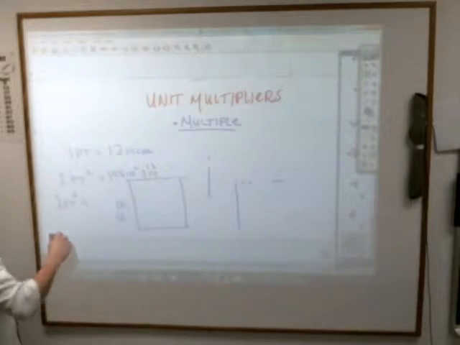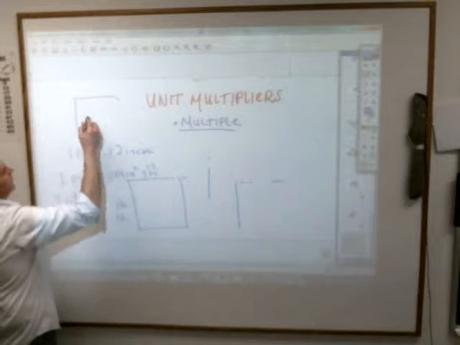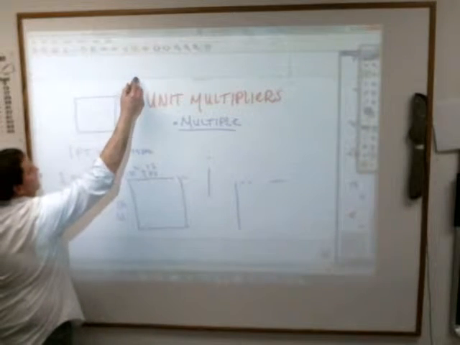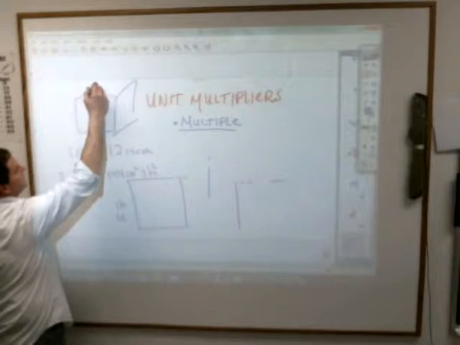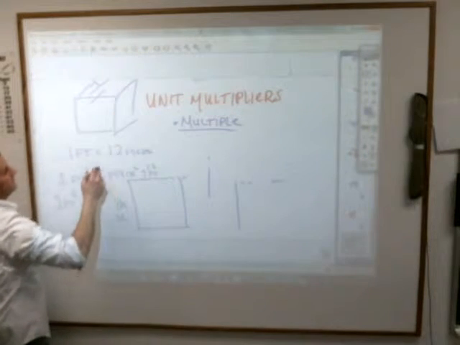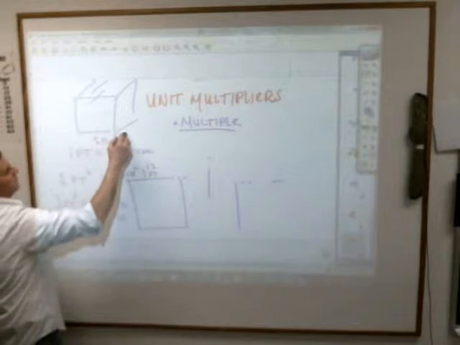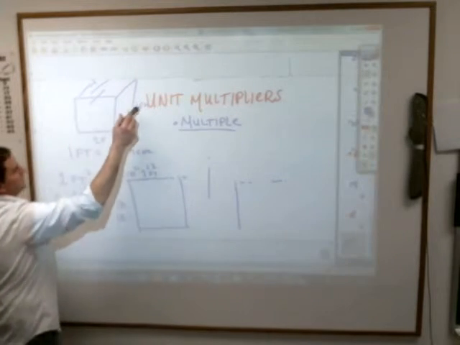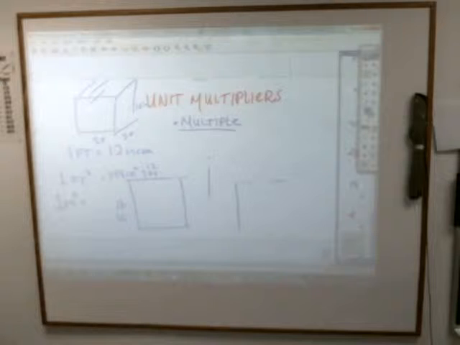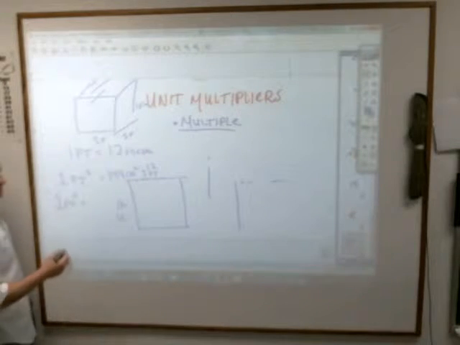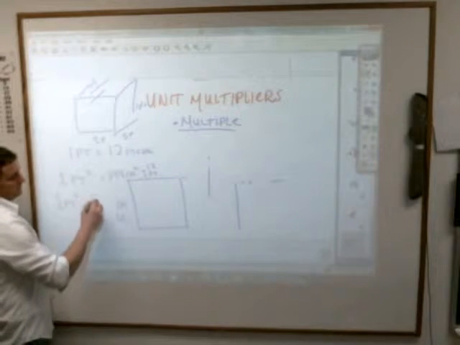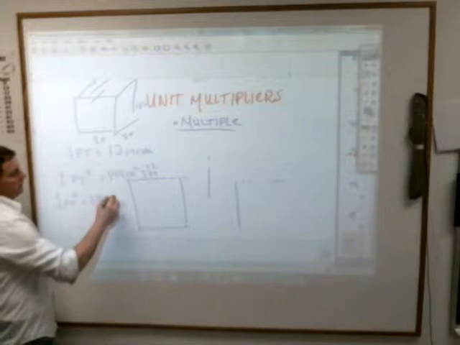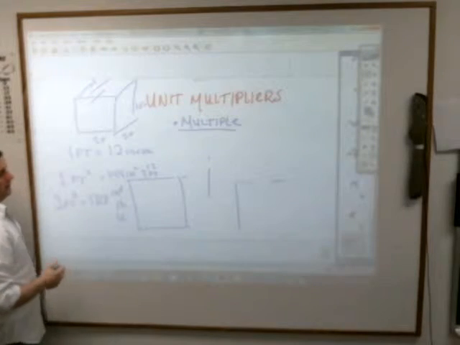1 cubic foot means a foot cubed, 1 foot by 1 foot by 1 foot. How many cubic inches is that? I'm going to ask Nate because I saw him doing some scratch notes. 1,728 cubic inches. I'm going to take your word for it because I don't want to do the math.